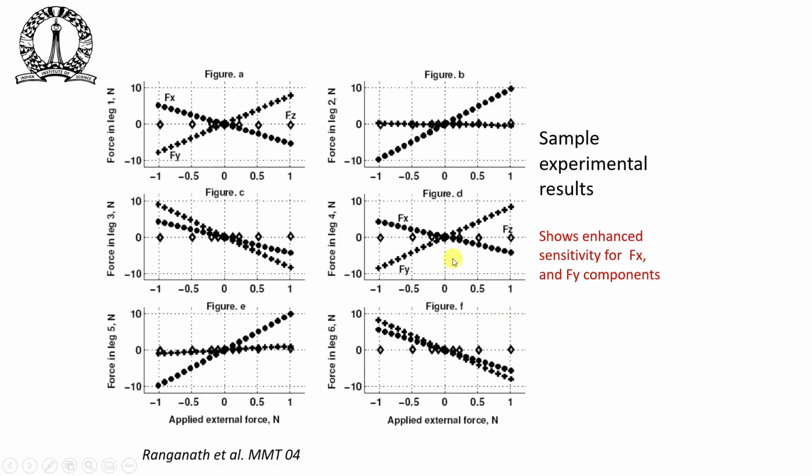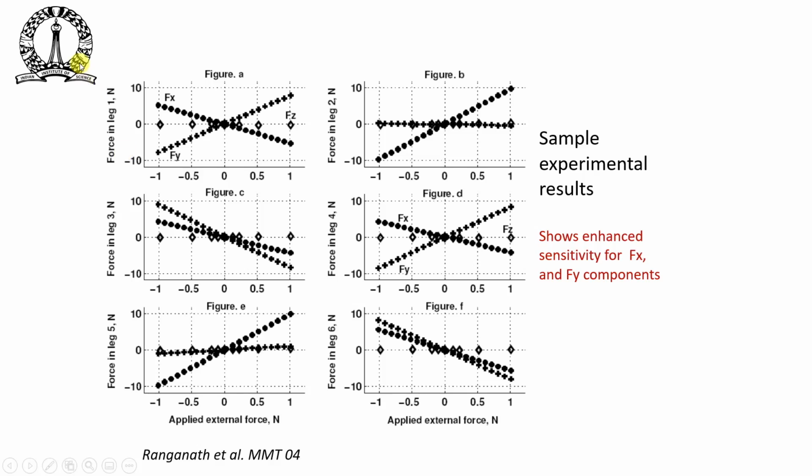If you apply a known force on the top platform, which is this applied external force, and then you measure the strains in each of these legs, and from the strains we find out what is the force in each of the legs. How can we do that? We do some calibration. We apply a known force of so many newtons, find out what is the strain in each leg, and then we can have some sort of a table which tells you this force corresponds to this strain.